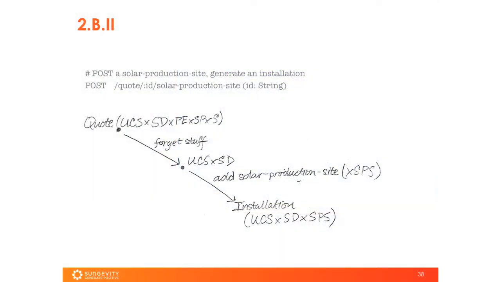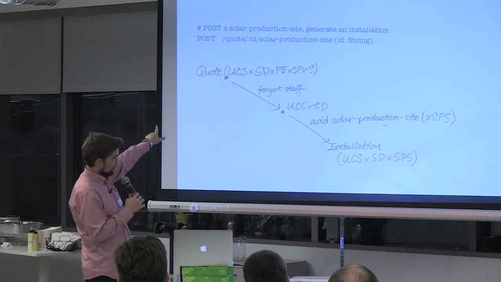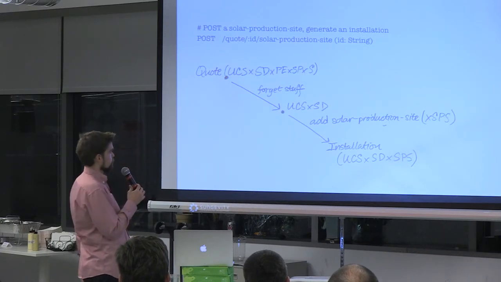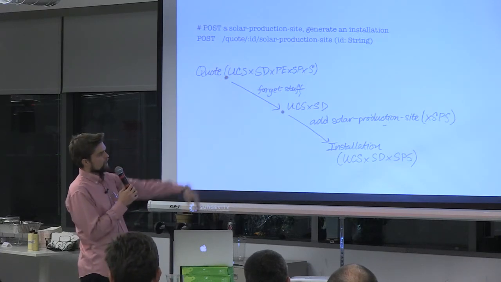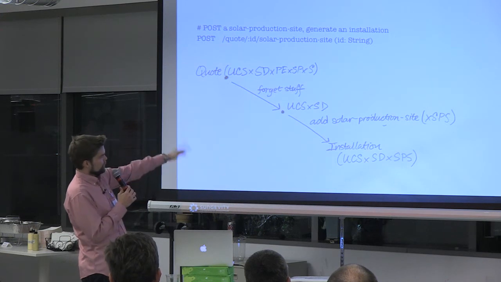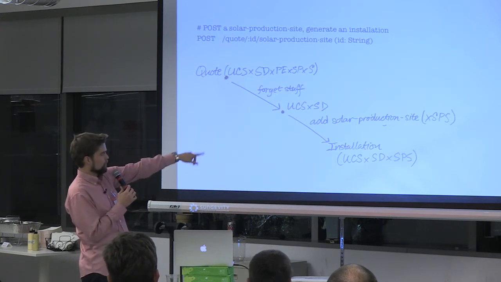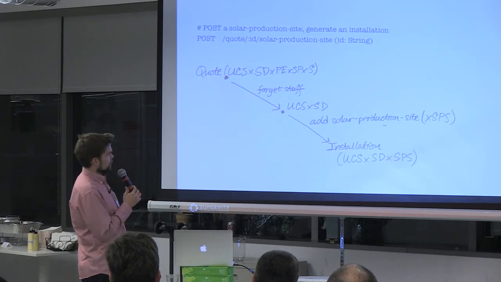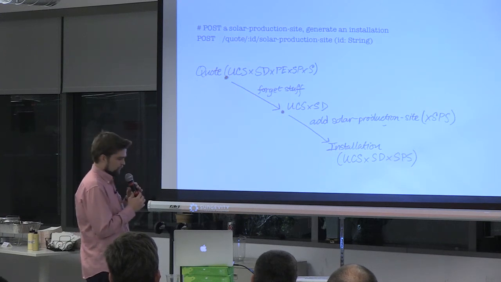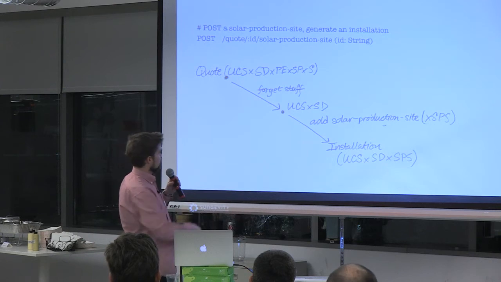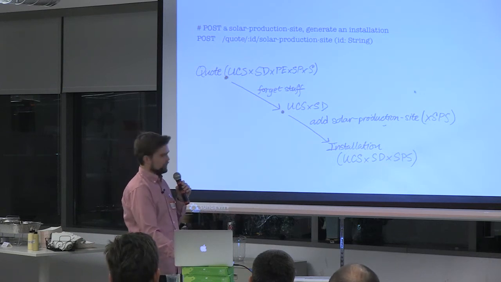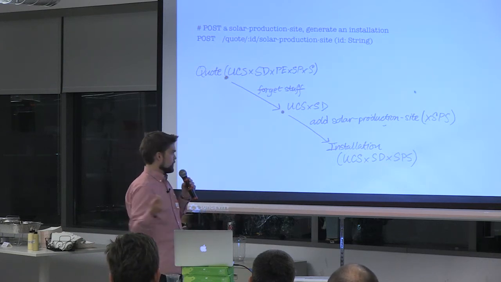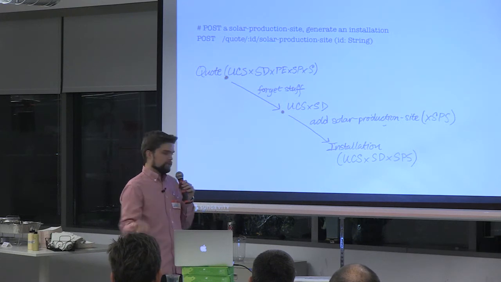Same here with posting a solar production site to move from quote to installation. Installation doesn't include everything in quote, so we're actually forgetting stuff here. And you could look at this as a moment where we actually achieved the SPUNIT, right? We actually achieved the maximal production, and we could log it or something. But in this model, I've just said, well, no, we're going straight to installation. But the point is, we've now traversed a path that includes every element.